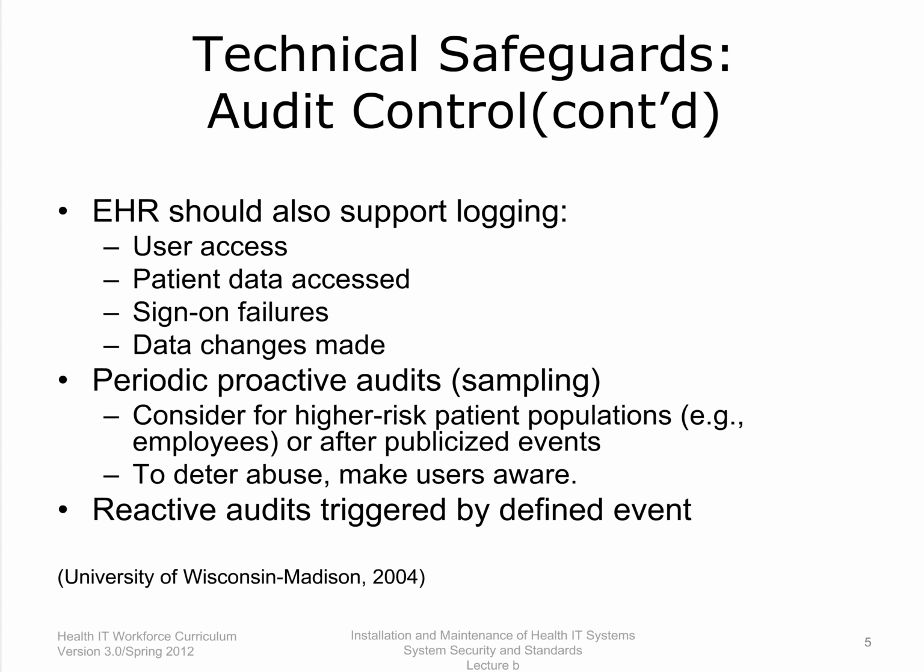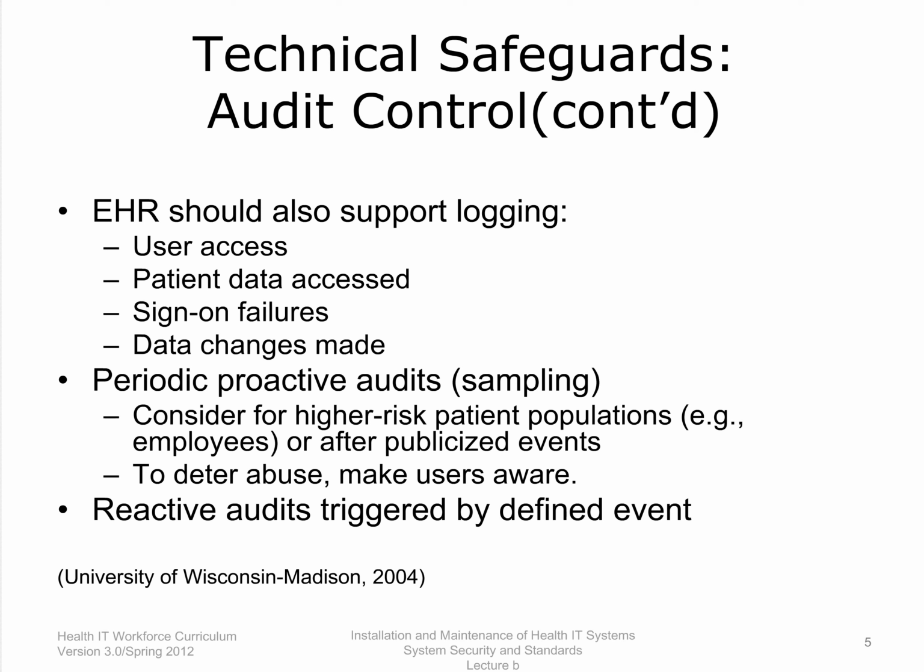Slide 5. Your EHR software should support logging user access, logging data accessed, logging sign-on failures, and any changes to the data. Proactive audits should be performed periodically with the intent of sampling the data set to look for possible inappropriate use or activity. Log sampling does not have to be random. Proactive audits can sample from the entire log population or from areas known to be of higher risk. For example, when reviewing access logs to patient records, it may be appropriate to intentionally sample from the population of employee patients, as well as from the patient population as a whole.